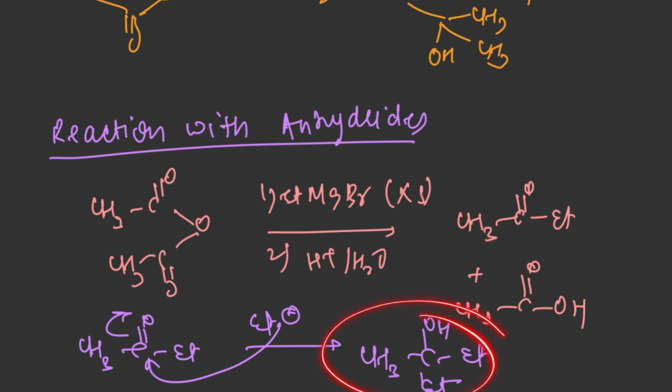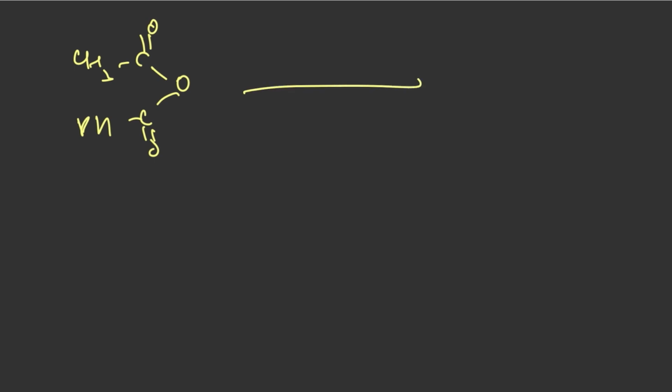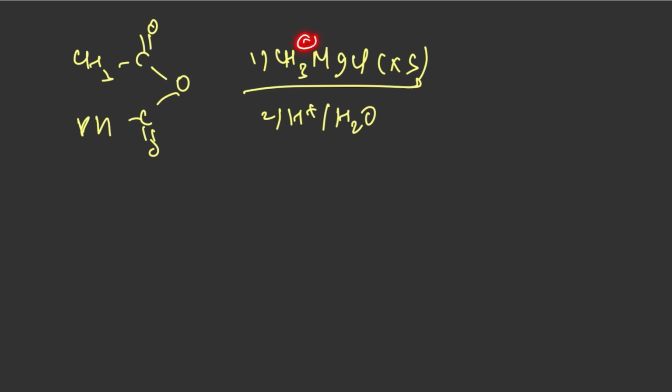Now look at some problems regarding that. First we have CH3 C double bond O Ph. First it will react with CH3MgCl, second H plus H2O. Now what will happen? We have an excess of CH3Mg. So where will it attack? CH3 minus could attack either the phenyl one or the methyl one. So where is it going to attack?